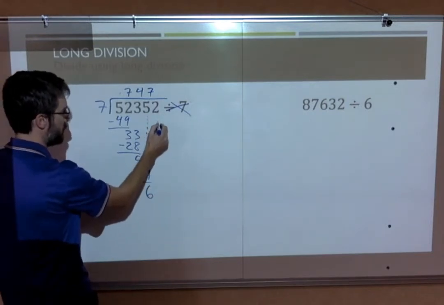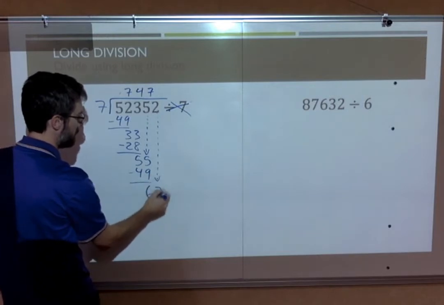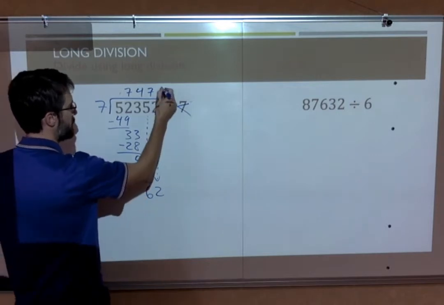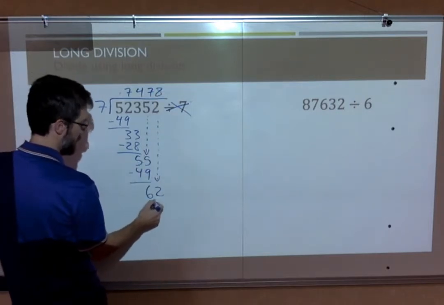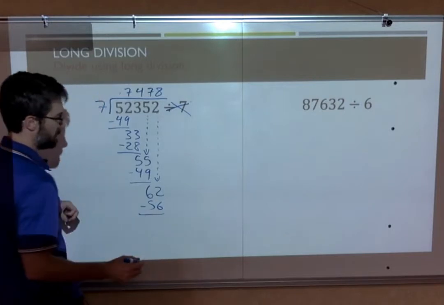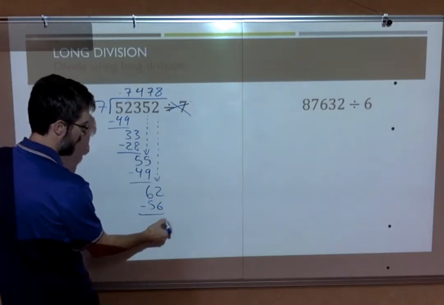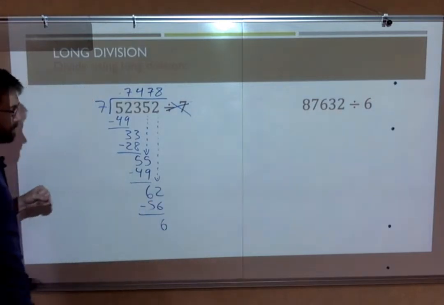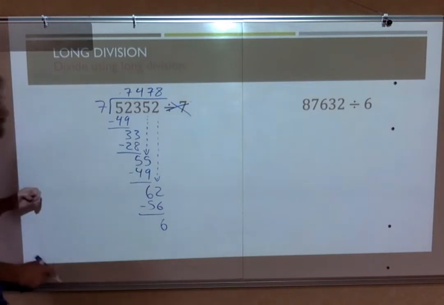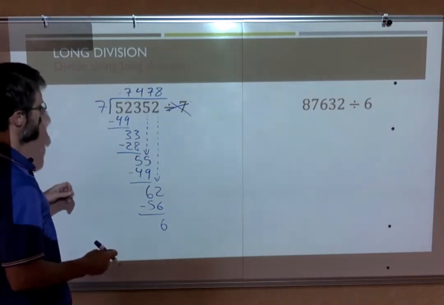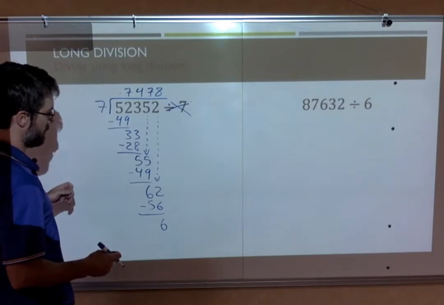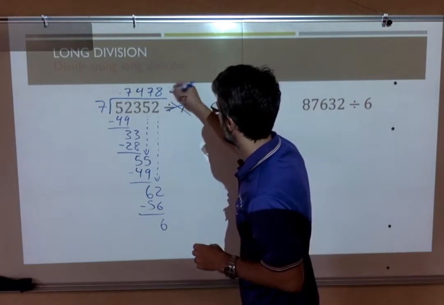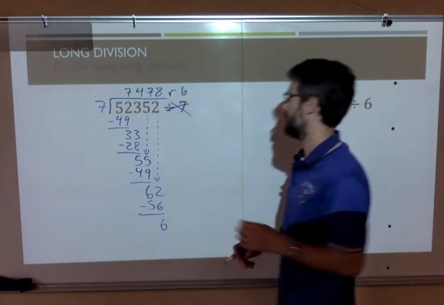And bring down that 2 all the way down here. 7 goes into 62 8 times. And 7 times 8 is 56. And so we've got a remainder of 6. Did I do that right? Or do I feel like I screwed that up somewhere? 7 times 8, 56. No, that's good. Yeah, that's right. All right, so 7478 with a remainder of 6.